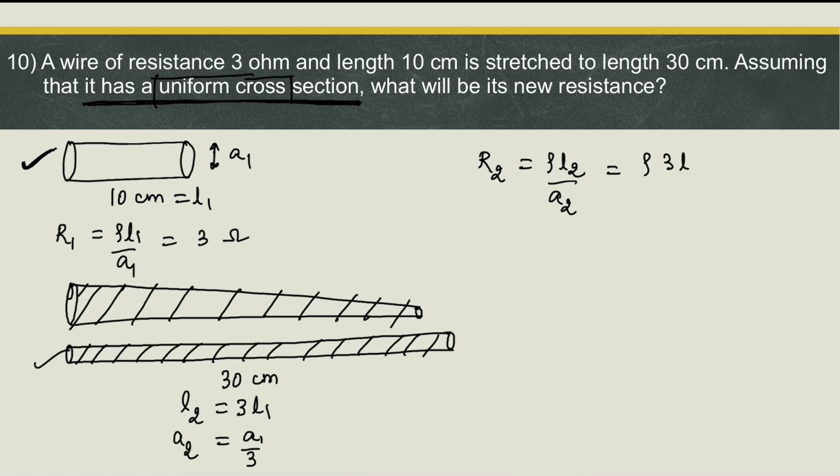New length is 3 times L1 and new area is 1/3 of the original area. So this becomes 9 times rho L1 upon A1, which is 9 times 3, 27 ohm. So when you stretch the wire by 3 times, the new resistance becomes 27 ohm.